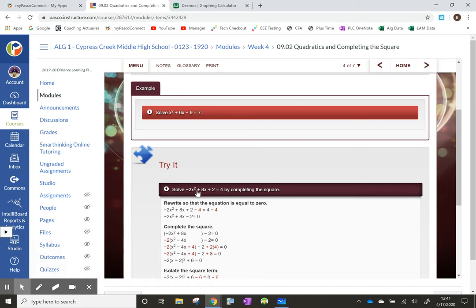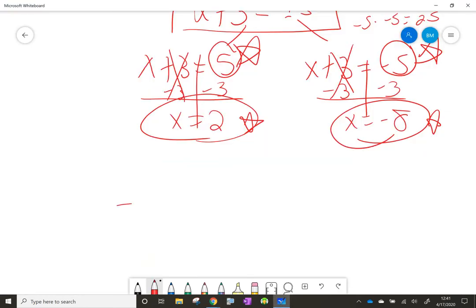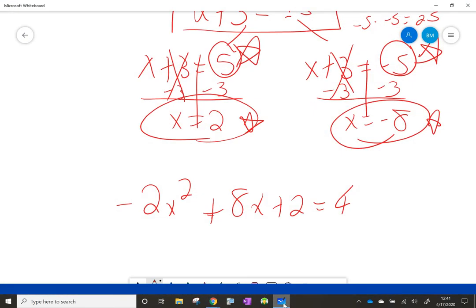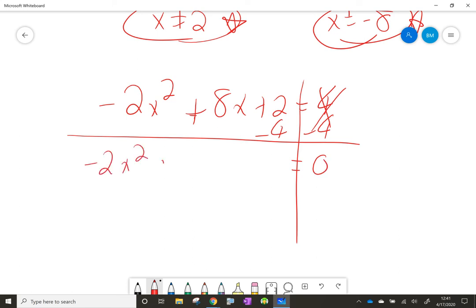Although that's going to be a little bit more difficult, we can still do it. Negative 2x squared plus 8x plus 2 equals 4. So again, the number one thing is it has to be set up equal to 0. So we're going to have to move this 4 over so that this whole thing can be equal to 0. That means we'll have negative 2x squared plus 8x, and then 2 minus 4 becomes negative 2.